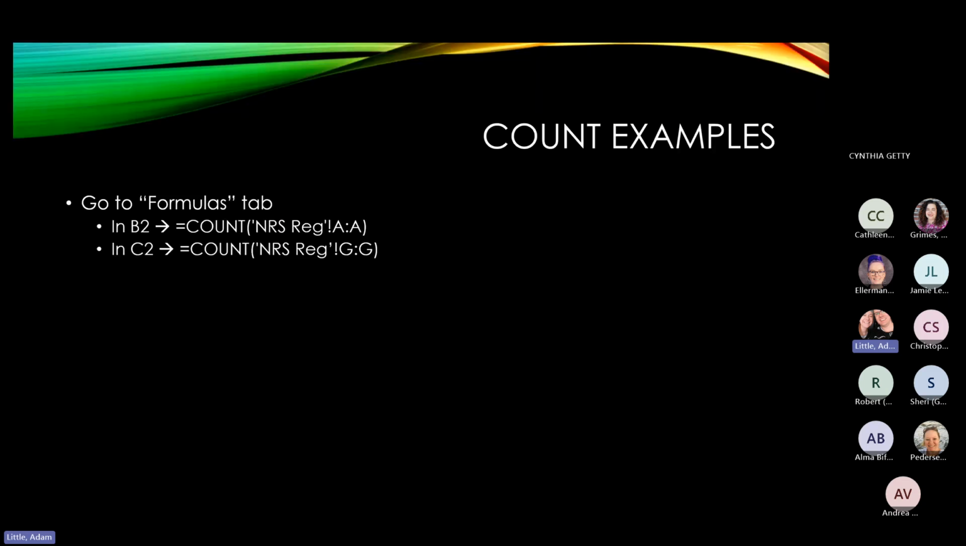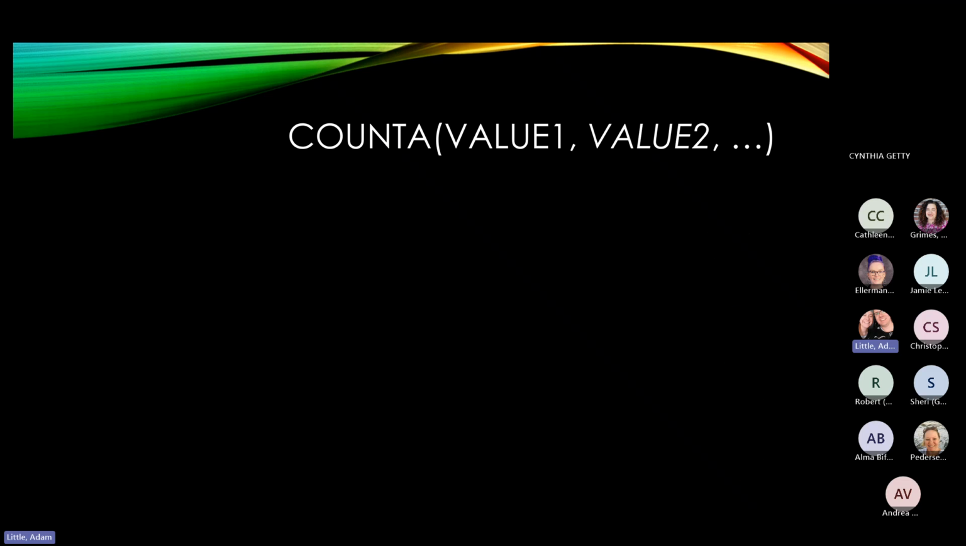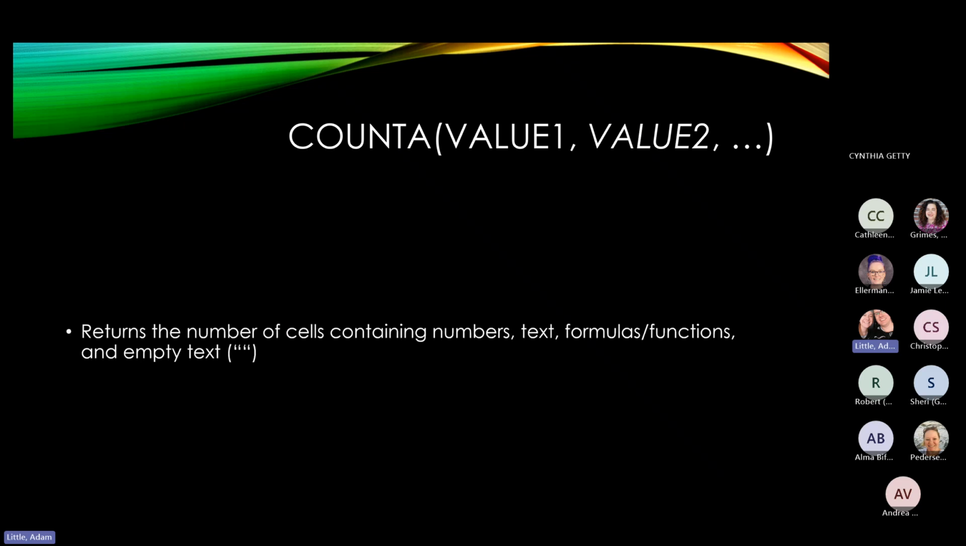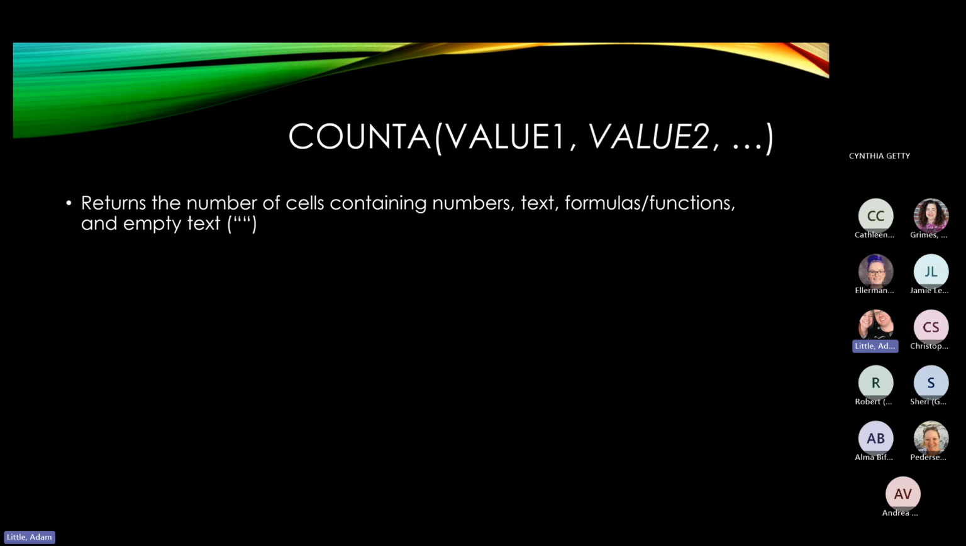Jumping back over to here, that is where we use what is called the COUNTA formula. The A in COUNTA stands for all, so it will count all values. As you see, it returns the number of cells containing numbers, text, formulas, functions, and empty text, meaning if you simply put a space inside of the cell, it will count that as well. The only thing it does not count are blank cells, meaning there's nothing in it, no space, no formula returning nothing. Those empty cells are the only thing it will not count.